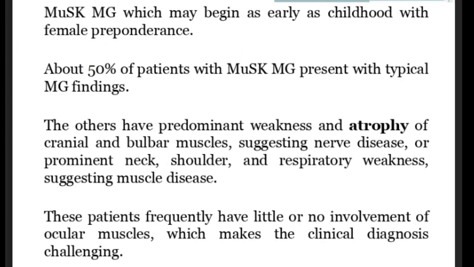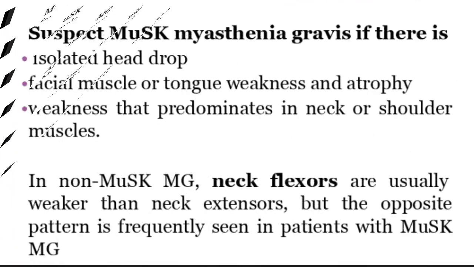Thus, sustained upgaze for 2 minutes can lead to increased ptosis, with the power in the affected muscles improving after a brief rest. MuSK myasthenia gravis may begin as early as childhood, with female preponderance. About 50% of patients with MuSK myasthenia gravis present with typical myasthenia gravis findings. The others have predominant weakness and atrophy of the cranial and bulbar muscles, suggesting nerve disease, or prominent neck, shoulder, and respiratory weakness, suggesting muscle disease. These patients frequently have little or no involvement of the ocular muscles, which makes the clinical diagnosis challenging.